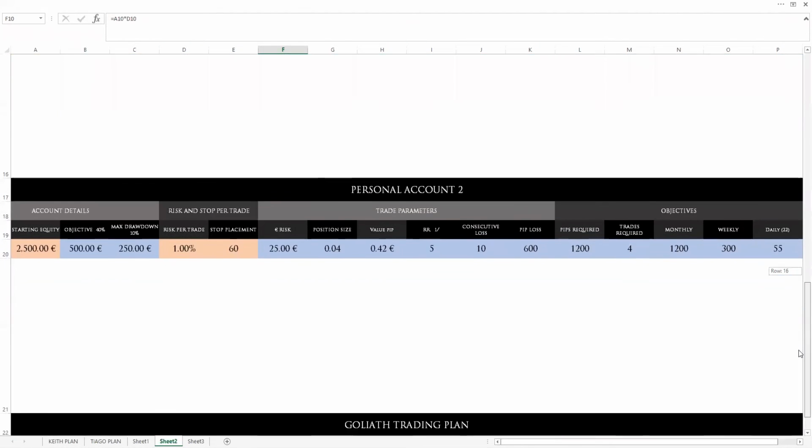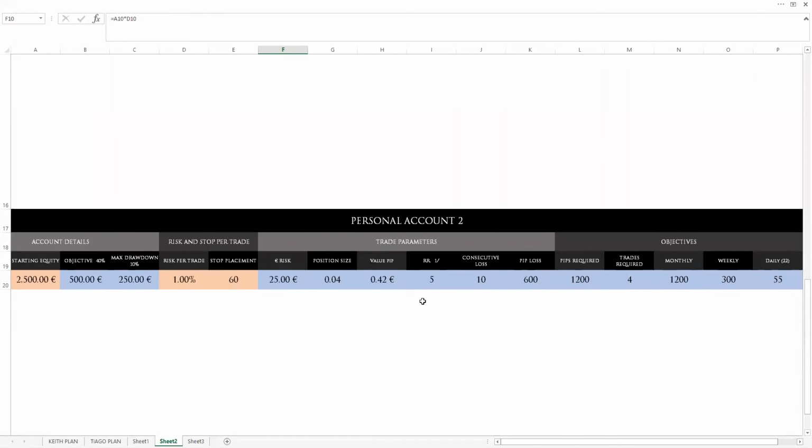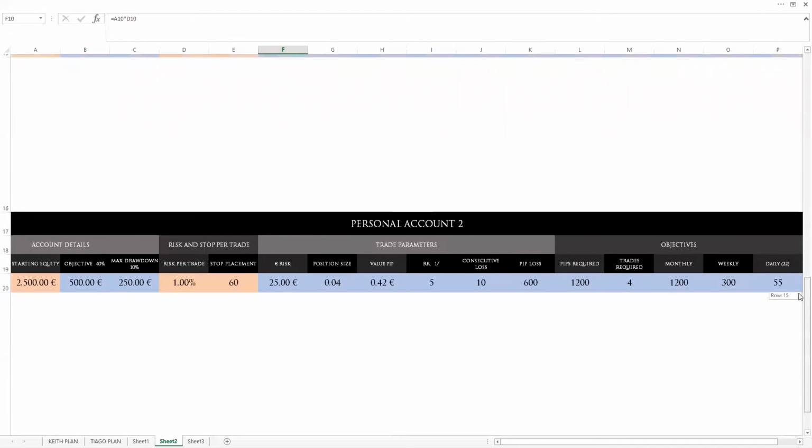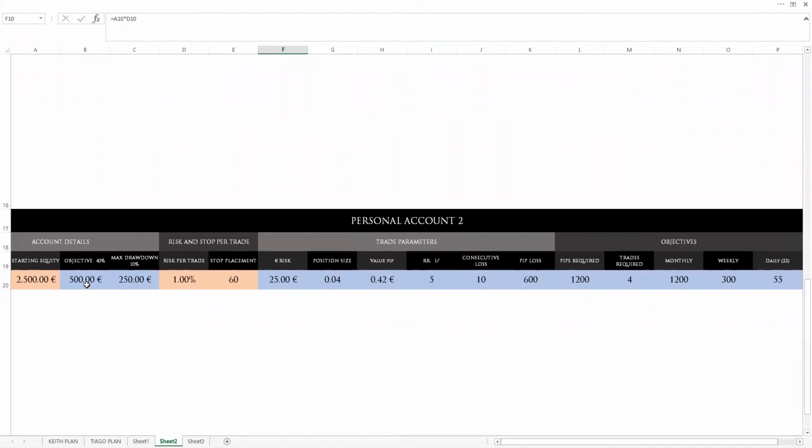Another live account I have, which I trade similarly. I have a higher objective. I have a higher drawdown limit as well. And the strategy is similar. I trade more on the 1 hour. My trades are just searched on the 1 hour chart from the monthly to the 1 hour, and not on the 15 or 5 minutes.